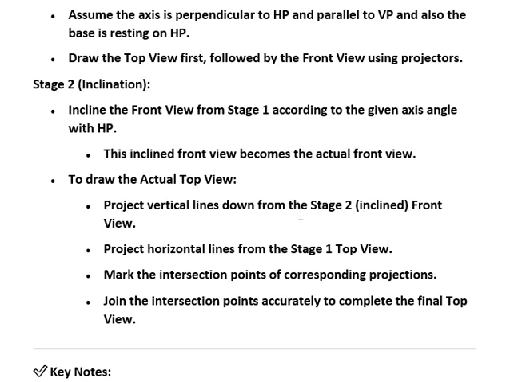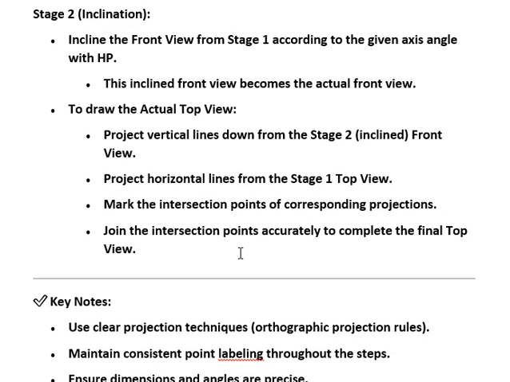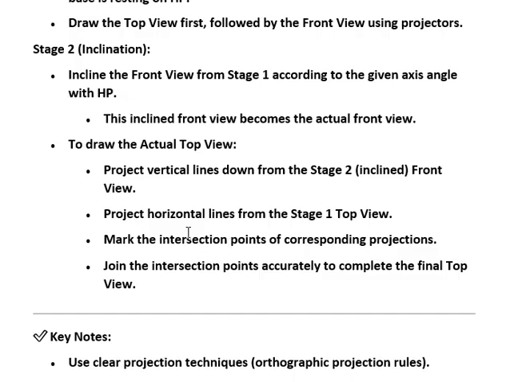The next, to draw the actual top view, we have to draw vertical projection lines downwards from the stage 2 inclined front view. Then we have to draw horizontal projection lines from the stage 1 top view. Then mark the intersection points of the corresponding projections, that is, the vertical projection lines and horizontal projection lines. Then join the intersection points accurately to complete the final top view. So in stage 2, whatever shape we get in the front and top views is the actual shape of the object based on the given conditions.